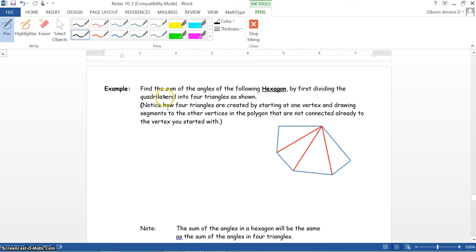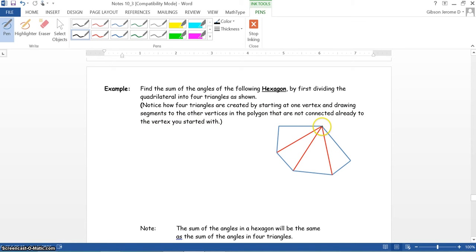Okay, class, picking up where we left off. It says find the sum of the angles of the following hexagon by first dividing the quadrilateral into 4 triangles as shown. Notice how 4 triangles are created by starting at one vertex and drawing segments to the other vertices in the polygon that are not connected already to the vertex you started with.